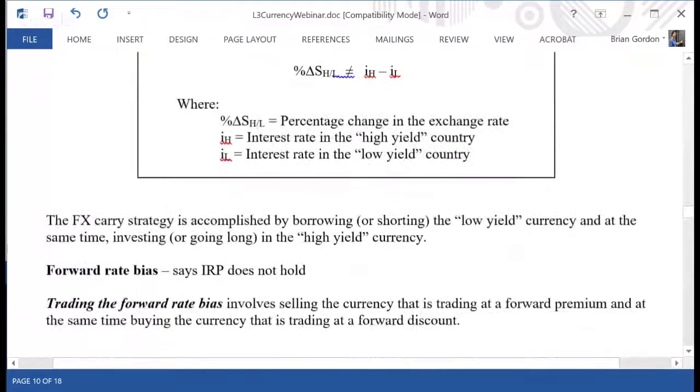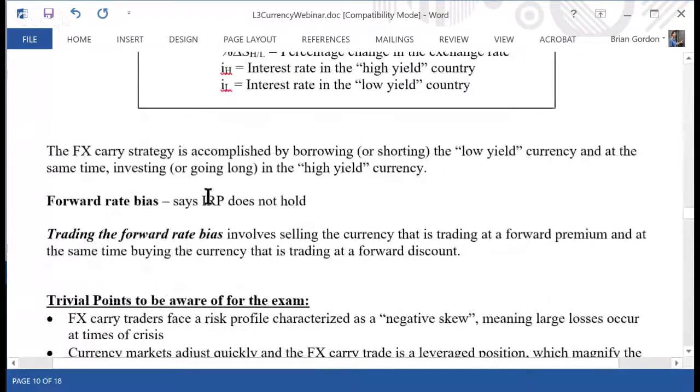So we just need to know the language. Okay, so here's that forward rate bias. So what do we talk about here? Well, we're going to borrow the low yield currency and we're going to invest in the high yield currency. And so that's it. Don't go any further. Okay, do not go any further. I don't think you're going to be rewarded for this.